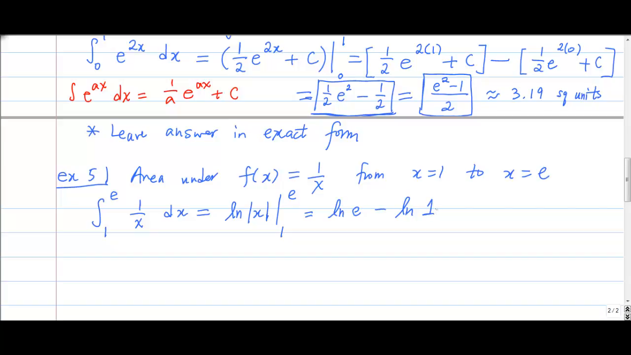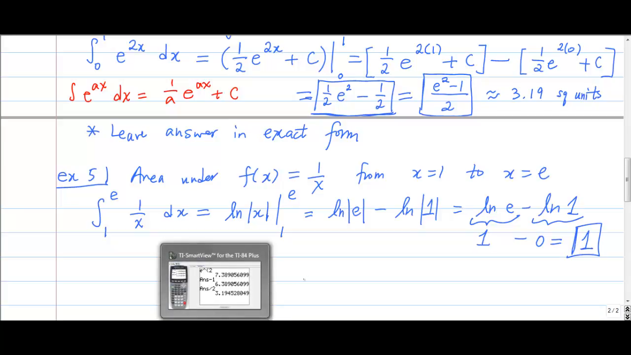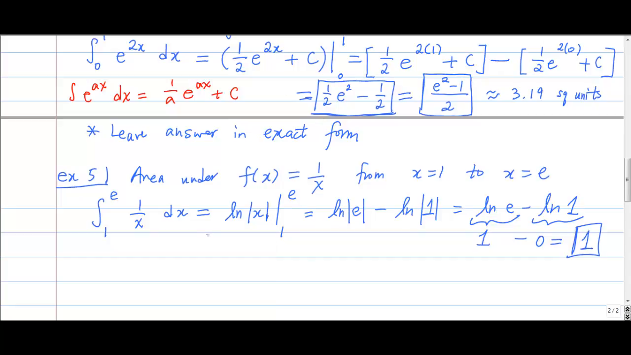I don't need these absolute values here because e is a positive number, so the absolute value of e is e, and 1 is a positive number. Okay, so let me put this intermediate step in there. You've got natural log of e minus natural log of 1. Natural log and e cancel each other out, they're inverses, so you get 1, and then the natural log of 1 is 0. So you're left with just 1. And again, notice I did not put the plus c's here. When you do definite integrals, you don't need the plus c's.